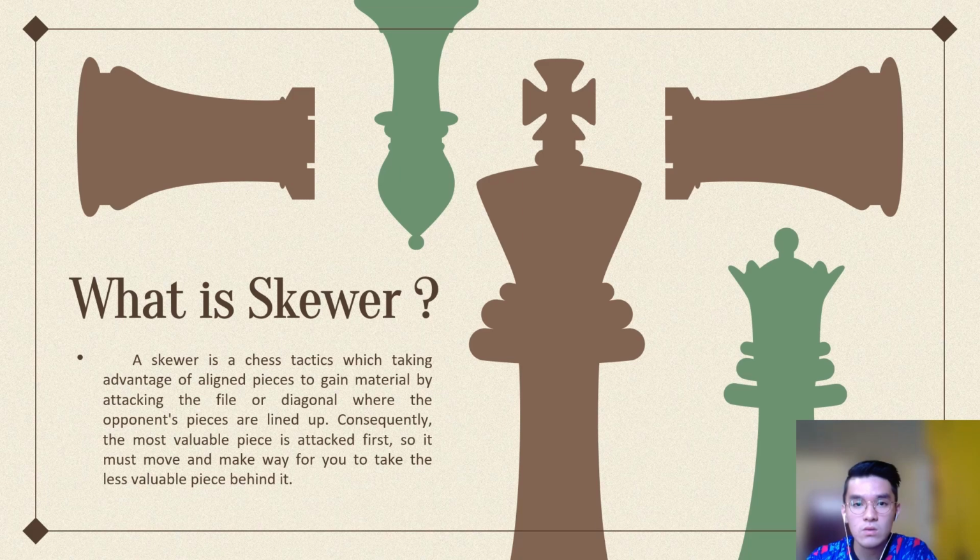Before proceeding to the main content of our group presentation today, let me simply explain the tactic of skewer. Skewer is a basic chess tactic which takes advantage of aligned pieces to gain material by attacking the file or diagonal where the opponent pieces are lined up. As a result, the most valuable piece is attacked first, so it must move first and make way for you to take the less valuable piece behind it.